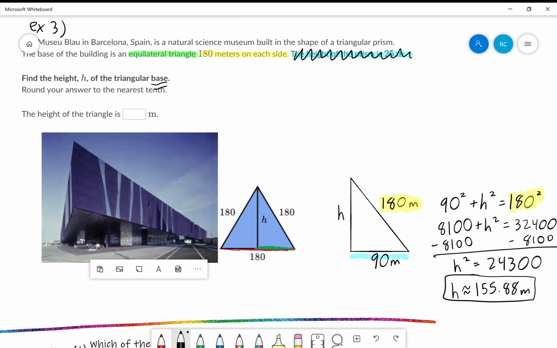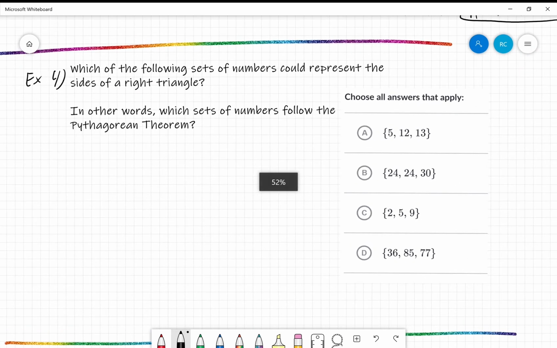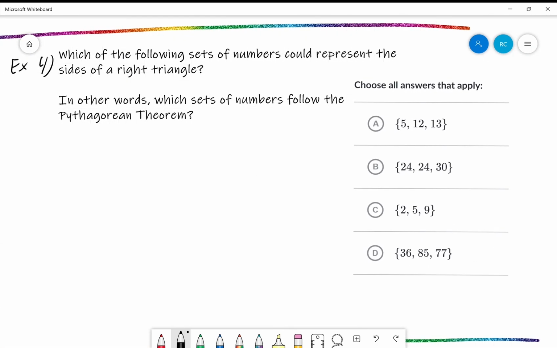Okay, last example. Which of the following sets of numbers could represent the sides of a right triangle? In other words, which of these four sets of numbers follows the Pythagorean theorem? So we're going to check each of these and see, are they consistent with the Pythagorean theorem? So let's start with A. Is 5 squared plus 12 squared equal to 13 squared? I'm going to put a question mark over the equals because we don't know yet.